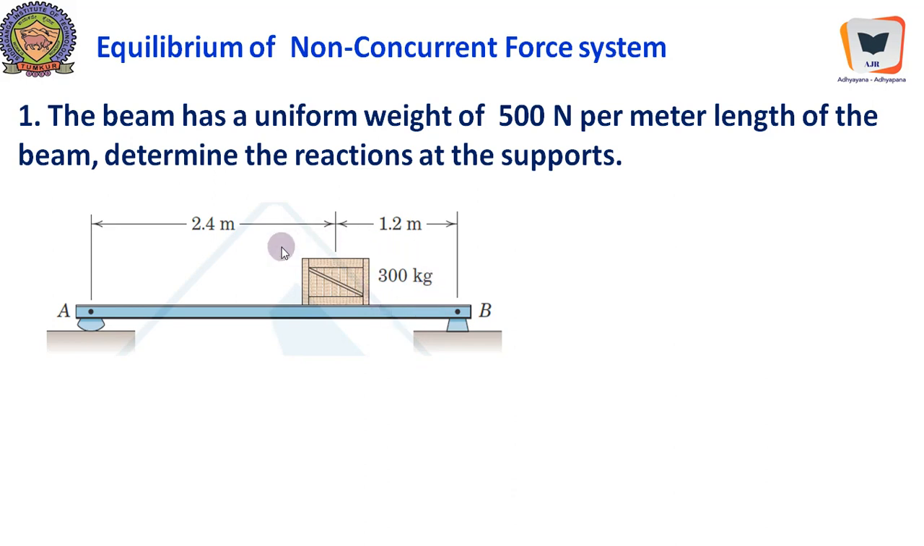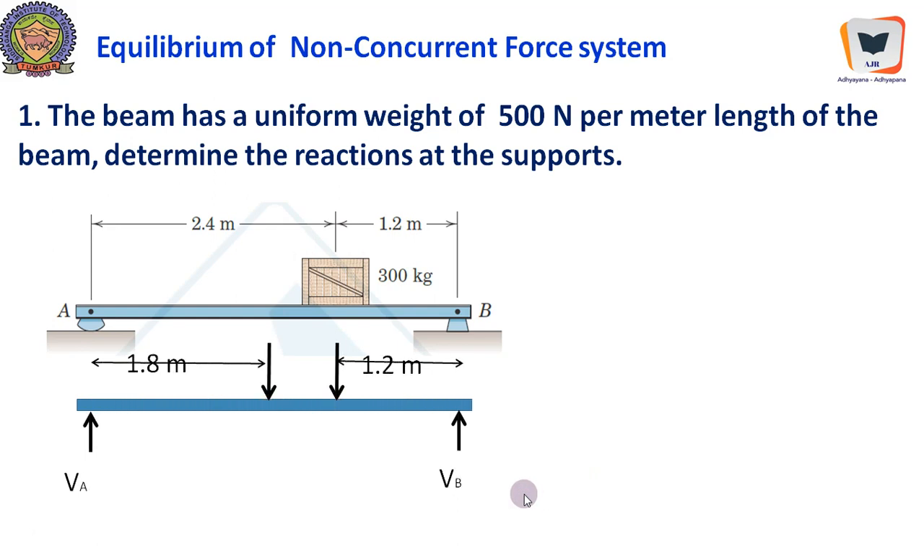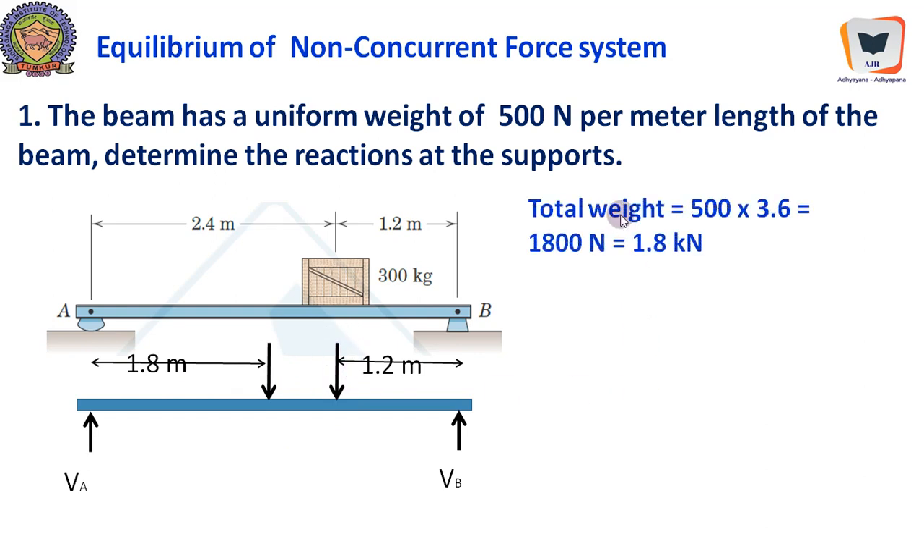Now we need to convert these forces into either Newton or kilonewton. And if we write the equivalent system of the beam, here it is. Exactly at 1.8 meters there is the weight of the beam acting, and this is the weight of the box. We will compute the total weight of the beam, which is 500 newtons per meter. Therefore it is 500 into 3.6, it becomes 1800 newton or 1.8 kilonewton. It acts exactly at the center.